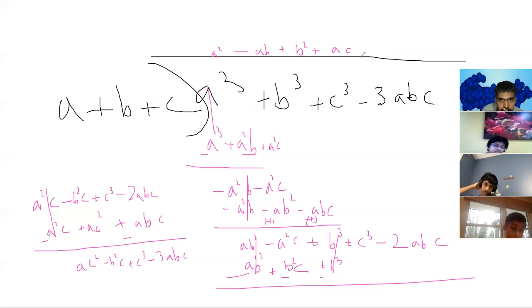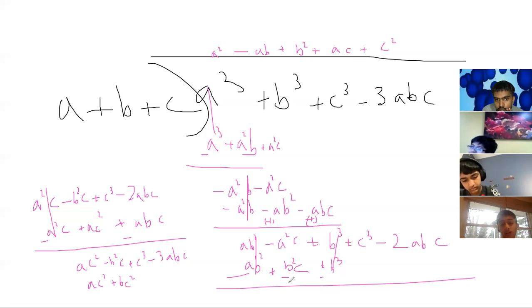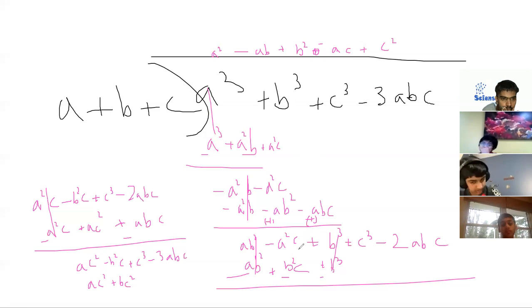Ah, okay. Wait, I have a question. According to the identity, it would be minus AC. Wait, why did it switch from minus AC to plus AC? In the identity, it would be minus. Why plus? Oh.